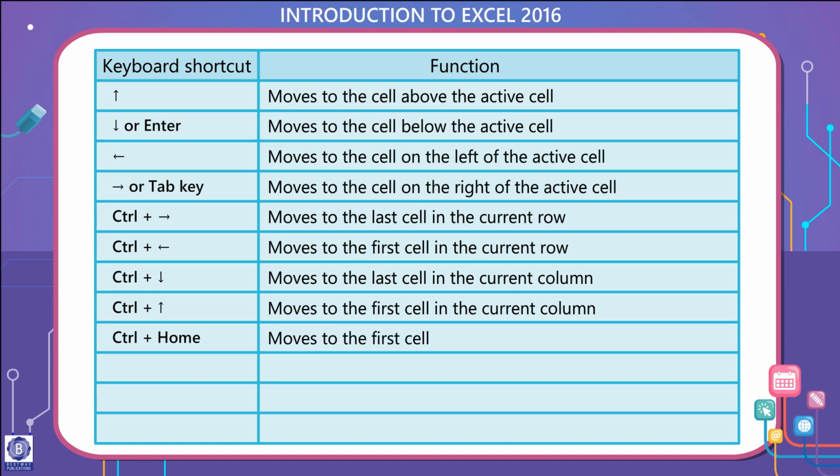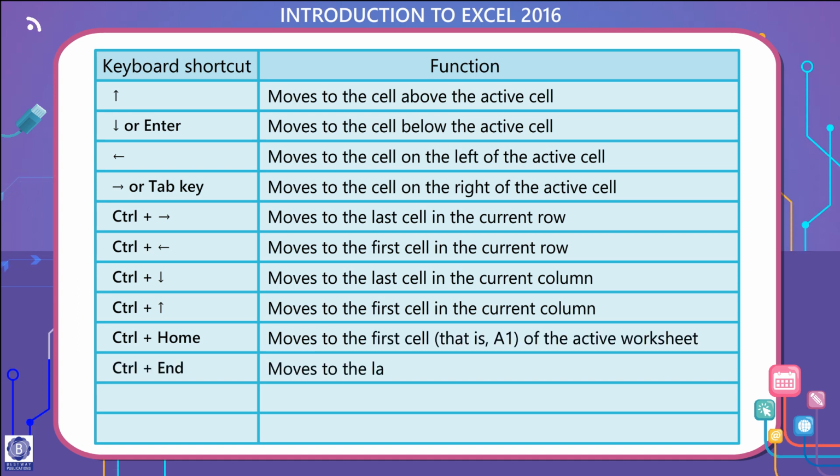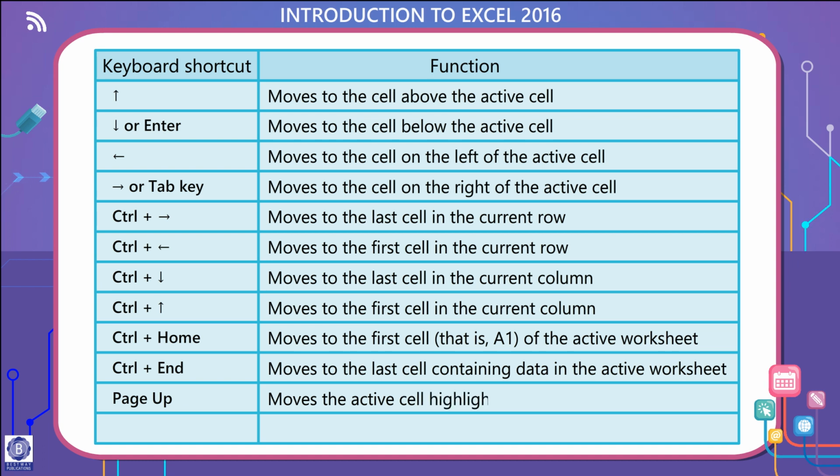Moves to the first cell, that is A1, of the active worksheet. Moves to the last cell containing data in the active worksheet. Moves the active cell highlight up one screen. Moves the active cell highlight down one screen.